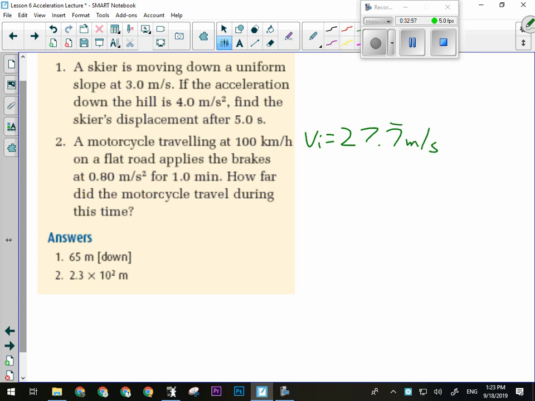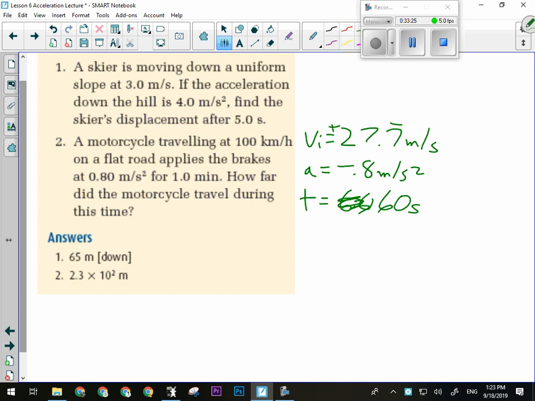Okay, and then it applies the brakes. Now, the other trick in this question is, if it's applying the brakes, this is forward. The acceleration is backwards. So that 0.8 needs to be negative. Okay, and it does that for 1 minute. Not 6.0, 60 seconds. Okay, how far did the motorcycle travel?